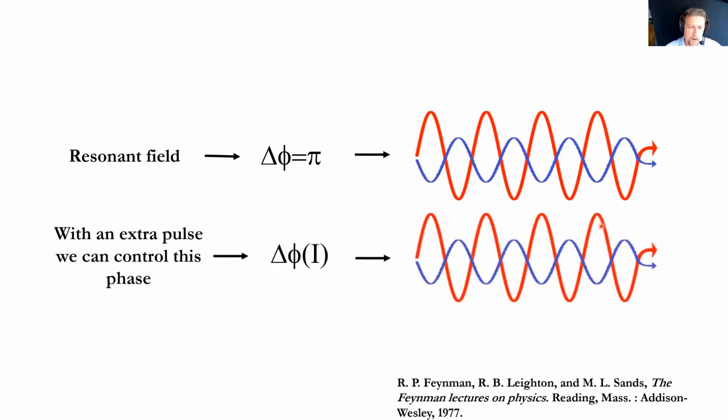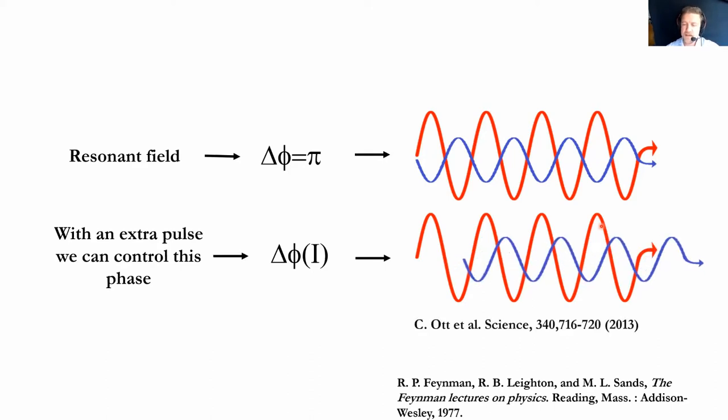If we could somehow do something to this, can we control this phase? Can we add an extra pulse? Because now we have time. Now we have time, for quite some time, to actually control the light and do something so that the phase is changed. This was first seen by Christian Ott and Thomas Pfeifer in their publication in 2013. They could really see a phase shift by adding an extra pulse.